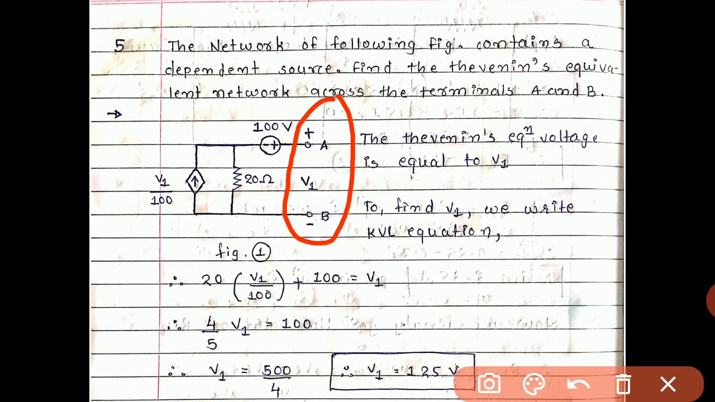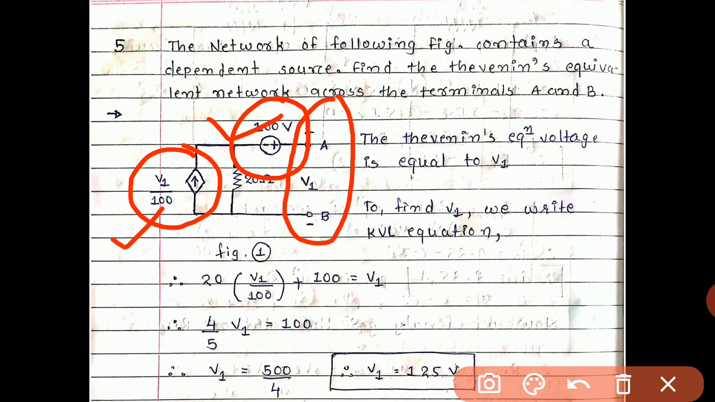Here we can clearly see that one active source, or we can say one independent source, that is 100 volt, is given, and one dependent source, or we can say one dependent current source, is also given over here. So we have to develop the Thevenin circuit across the terminals A and B. So here one independent source and one dependent source are given.